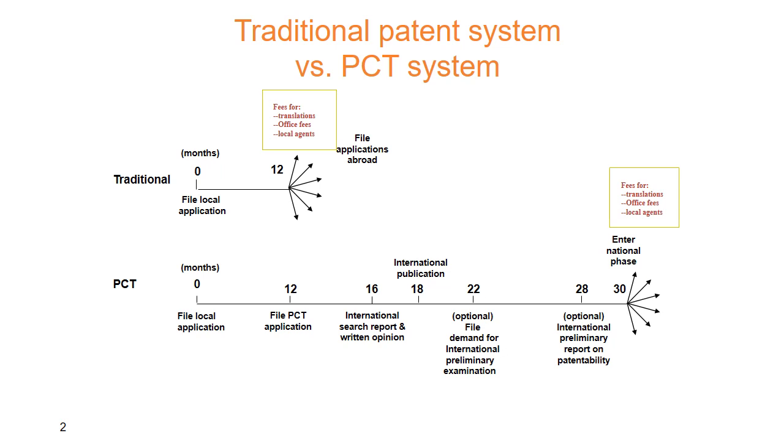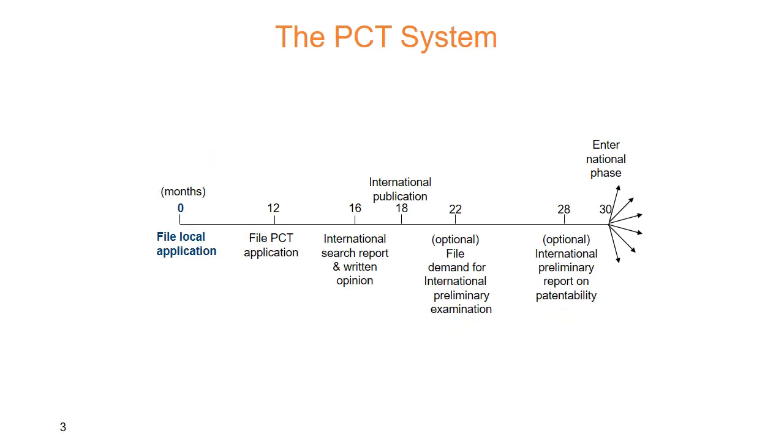When we want to conduct the international preliminary examination, we can go through it. Otherwise, we leave it out. After the 22nd month, in the 28th month, the international preliminary report on patentability will be available. Otherwise, after completing the publication, it moves to the national phase. For that we have to pay fees for translation, office fees, local agents, etc. Okay, so let's see one by one. That is the PCT system.